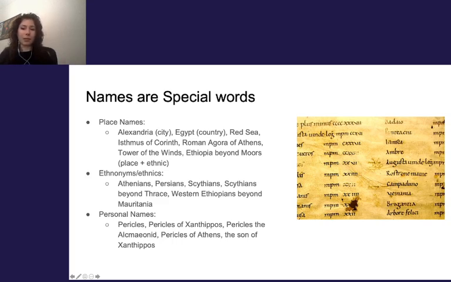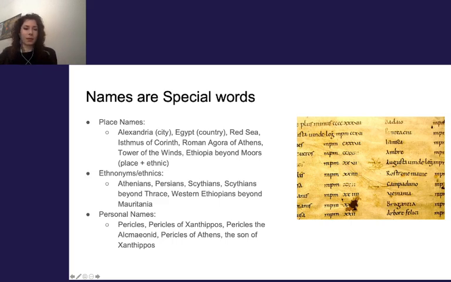And largely the same issues are valid for group names or ethnonyms. So we can have simple names like Athenians, the Persians, and so on, but also variant specifications of a name that actually indicate different entities. For example, the Scythians is a different population group than the Scythians beyond Thrace. And the Ethiopians is actually a different population group than the Western Ethiopians beyond Mauritania, which has a population that definitely doesn't correspond to modern Ethiopia and is located south of the Sahara Desert.